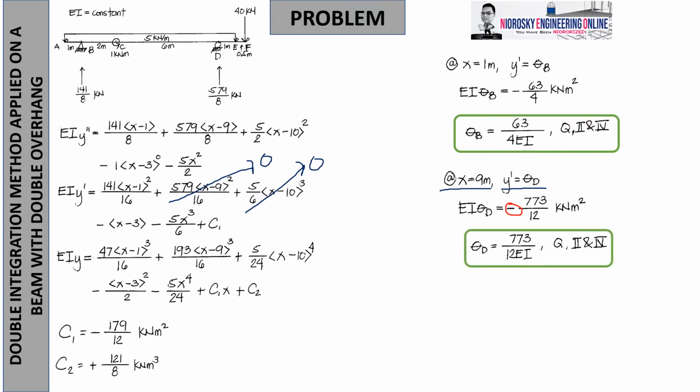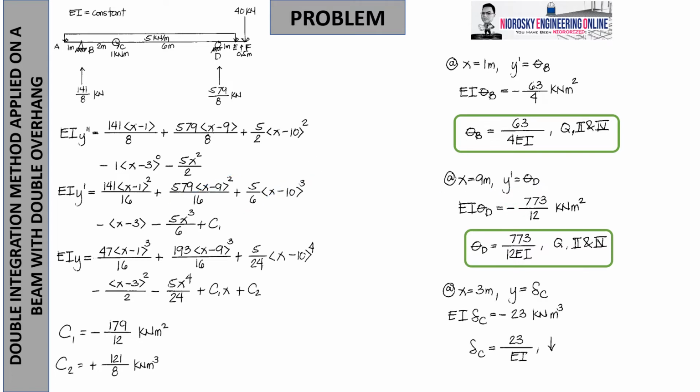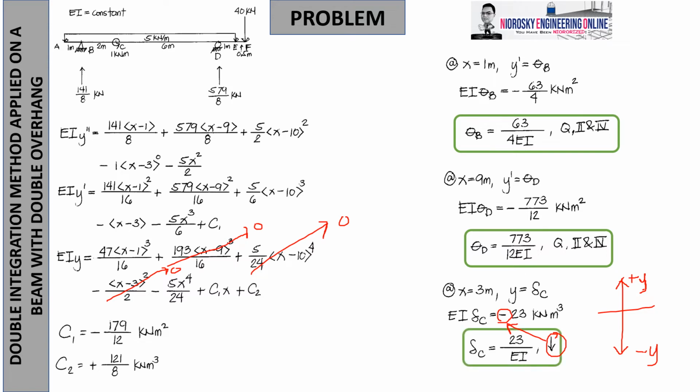Okay? And also, to continue with delta C as being asked by the problem, plugging in at x is equal to 3 using the EIY equation. So therefore, what we get here is we will evaluate this as 0 since 3 minus 9 is negative, so set it to 0. 3 minus 10 is also 0. And of course, 3 minus 3 is 0. And the rest will be applicable. Okay? So you'll get negative 23 kilonewton per cubic meter. Again, for negative deflection, you recall, positive y is upward and downward is negative y. So it goes down when negative. Okay? As simple as that. So therefore, delta C will go down by an amount of 23 over EI.